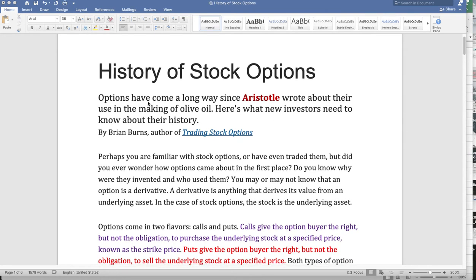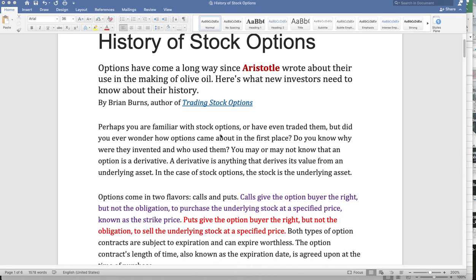Now, options have come a long way since Aristotle wrote about their use in the making of olive oil. Here's what new investors need to know about their history. Perhaps you are familiar with stock options or have been trading them. But didn't you ever wonder how options came about in the first place? Do you know why they were invented and who used them?